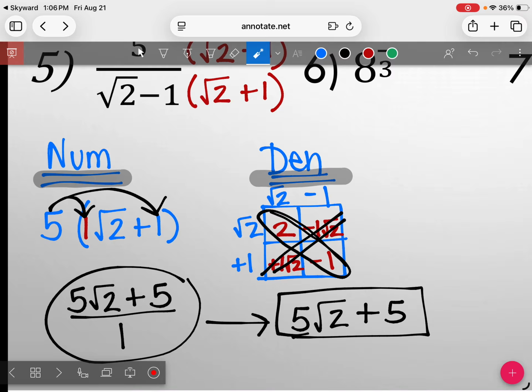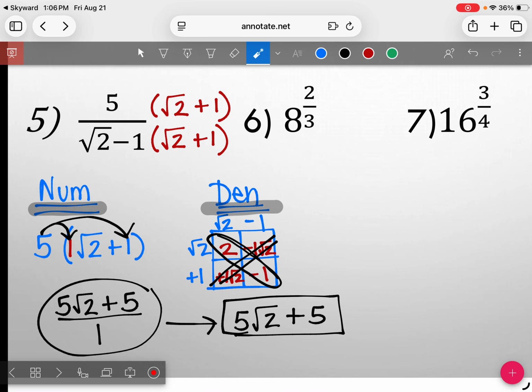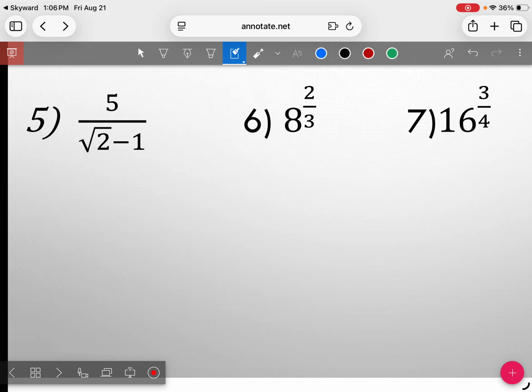Okay. All right, let's look at number 6. Does anybody need more time to copy down 5 before I take it off? All right, 6 and 7 go fast. No worries. We're almost at the finish line, y'all. No, we tired. And it's a Friday.